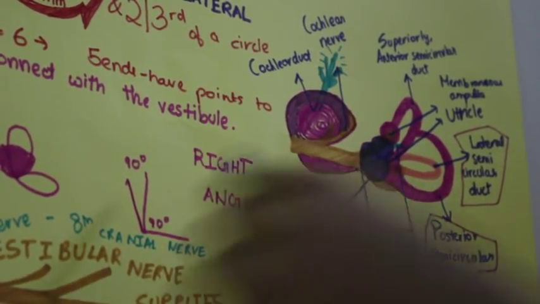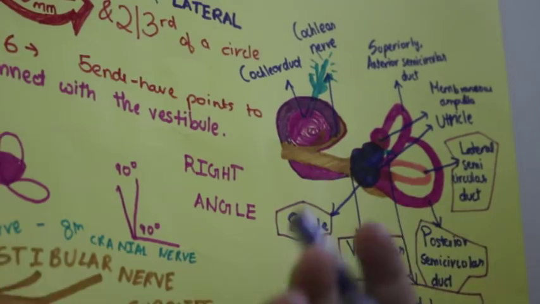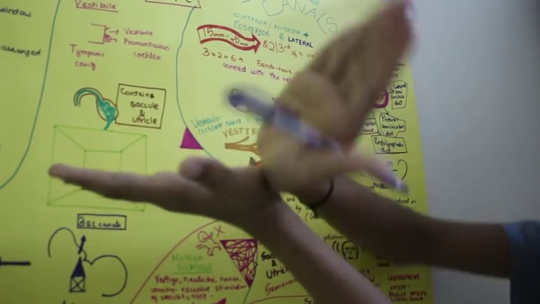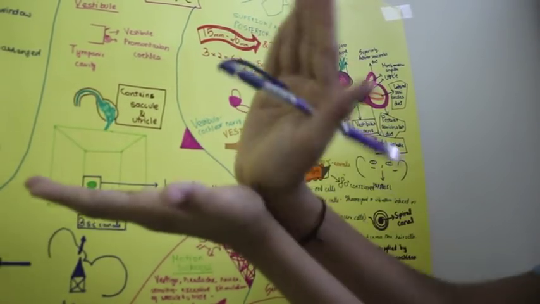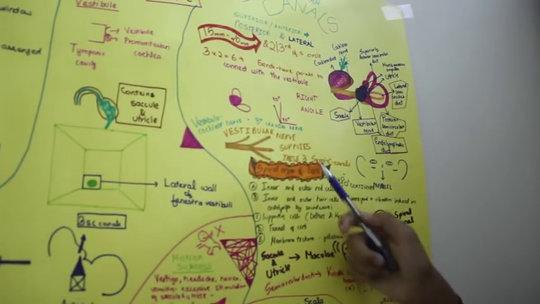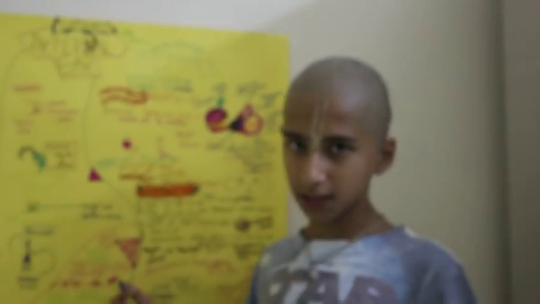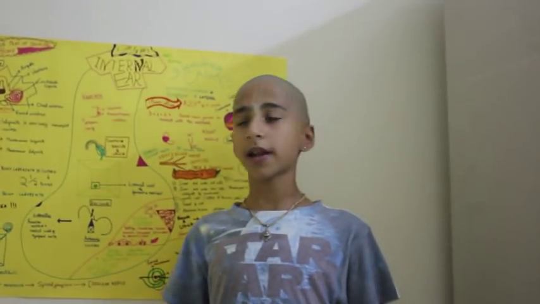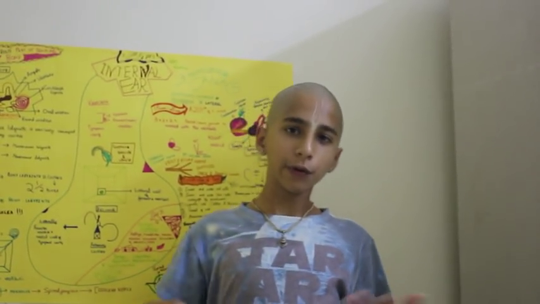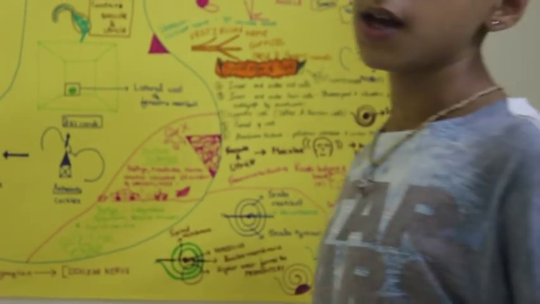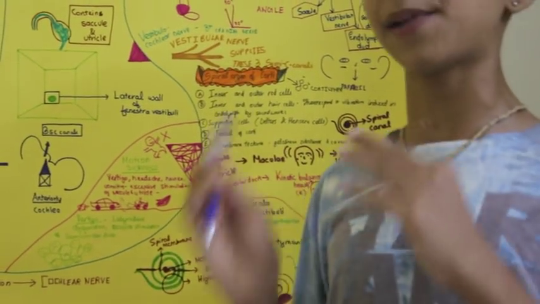And now we shall see the position of these 3 ducts. It is like this: one posterior, one anterior, and one lateral. They are all at almost a right angle, 90 degrees. The vestibular nerve supplies these 3 semicircular canals, so they have 2 different purposes. The vestibular nerve maintains the kinetic balance of the body through the saccule and utricle, the vestibule and the 3 semicircular ducts, whereas the cochlear nerve is a nerve of hearing. So these are the 2 different nerves that are used. And the spiral organ of Corti doesn't have any blood vessels, and it is supplied by the Corti lymph.